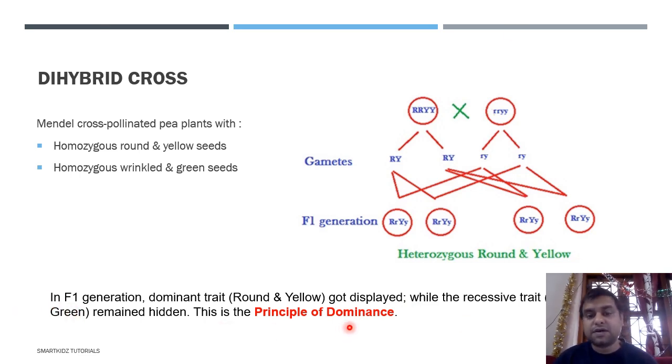This becomes the principle of dominance, where the dominating allele is capital R and capital Y, and it's showing its dominance.